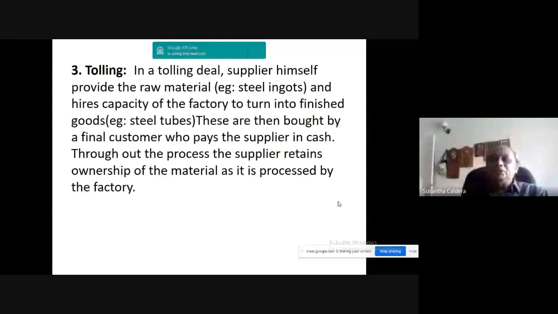The Russian guys, they donated the factory and they gave us the steel ingots also. And then they bought the end product too, because for them it was cheaper than producing the goods in European countries, and good for the economy of Sri Lanka. A lot of people got employment opportunities and everything. So that was tolling: supplying the raw material and then selling the finished goods to the supplier.